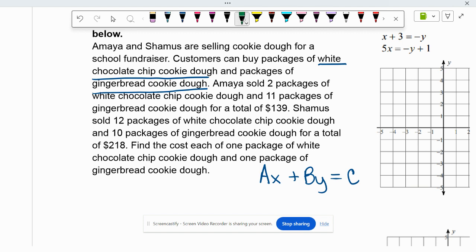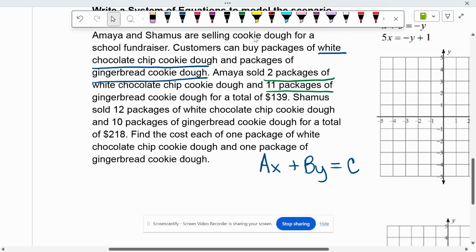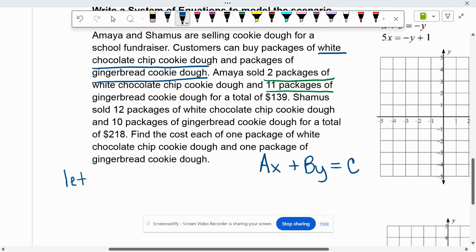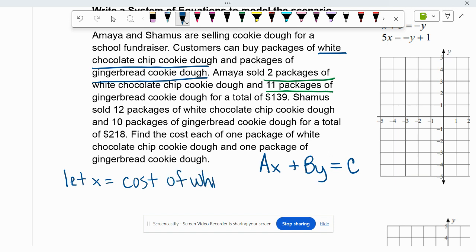Okay? So let's see. Amaya sold 2 packages of white chocolate chip cookie dough and 11 packages of gingerbread dough. What variables do you want to use? Are you good with using just X and Y? Yeah. Okay. So we have to define our variables. I'm going to let X equal the cost of the white chocolate. And I'm going to let Y equal the cost of the gingerbread.